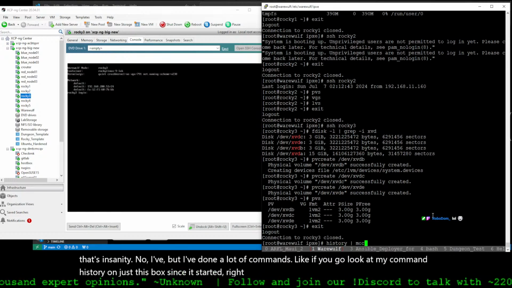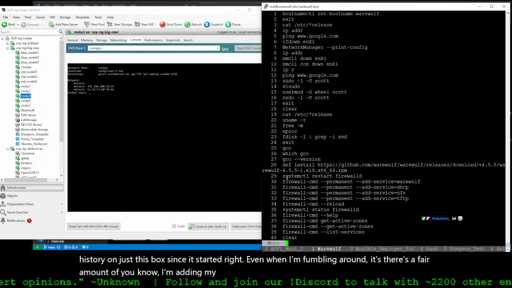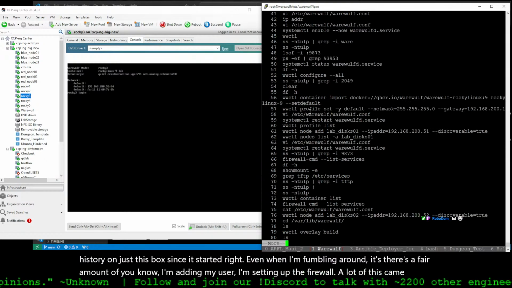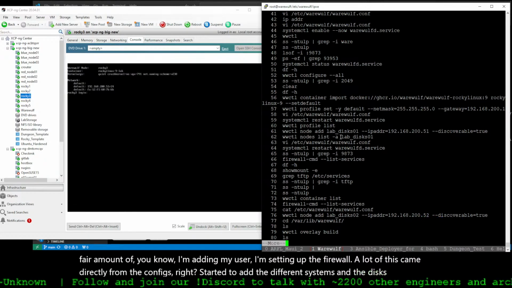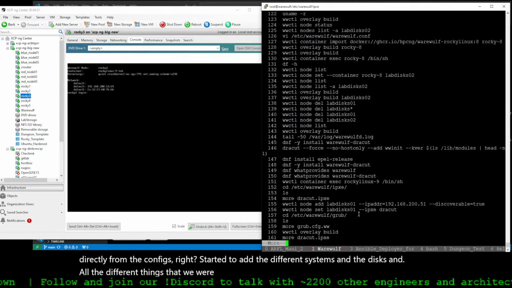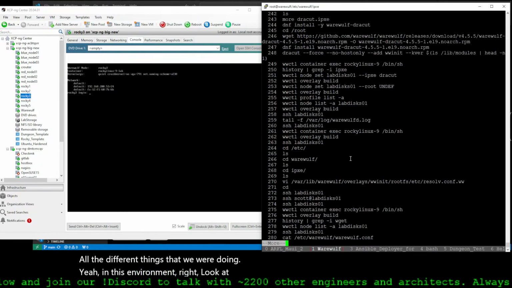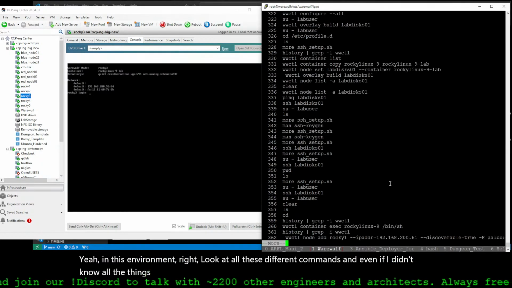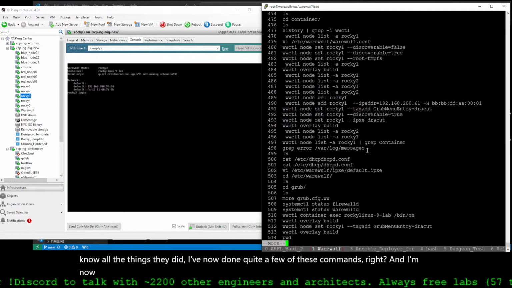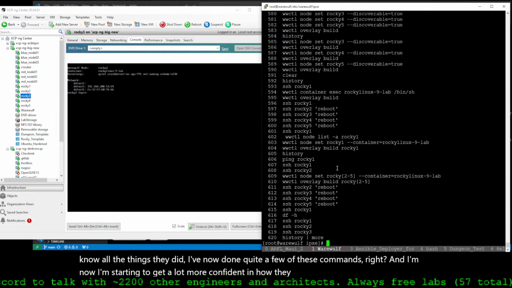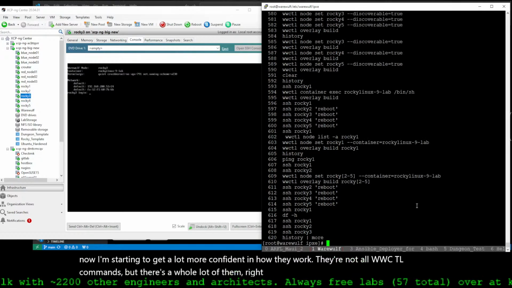Even when I'm fumbling around, there's a fair amount of, I'm adding my user, I'm setting up the firewall. A lot of this came directly from the configs, right? Started to add the different systems and the disks and all the different things that we were doing in this environment, right? Look at all these different commands, and even if I didn't know all the things they did, I've now done quite a few of these commands, right? And I'm starting to get a lot more confident in how they work. They're not all WWCTL commands, but there's a whole lot of them, right? So this is what we do, right?